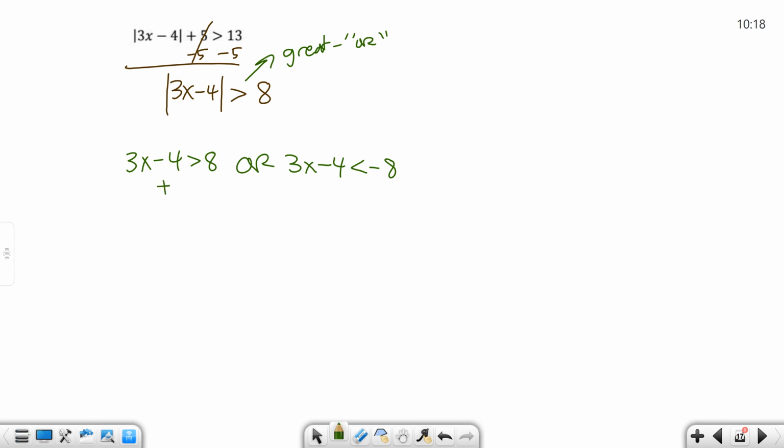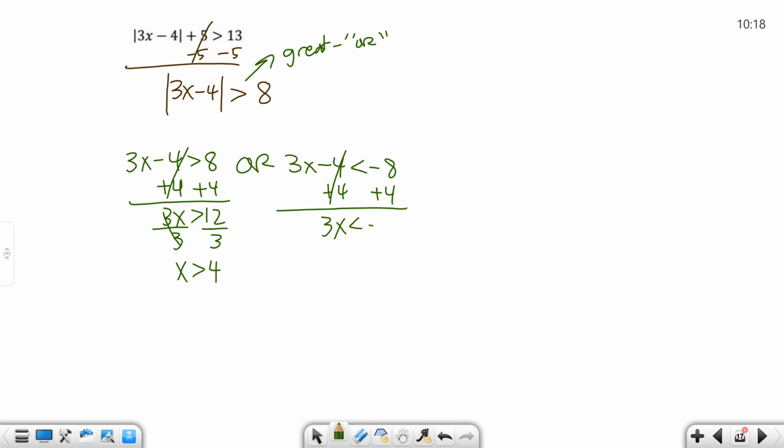So then I solve each one of them. 3x is greater than 12. Divide by 3. X is greater than 4. And then here, I'm going to add 4. 3x is less than negative 4. So x is less than negative 4/3. So I solved each one of those individually. We got the or between them.